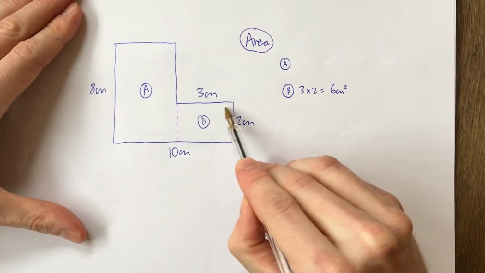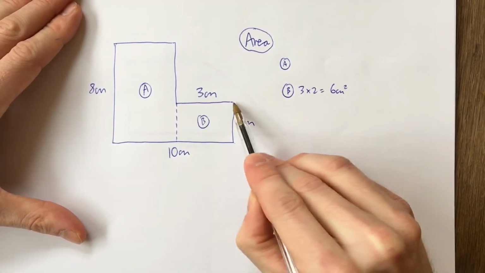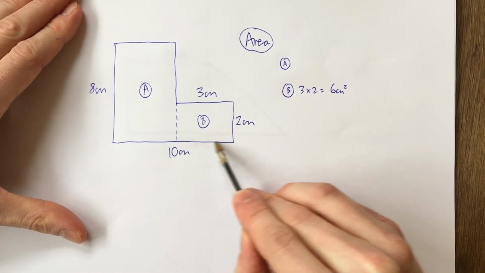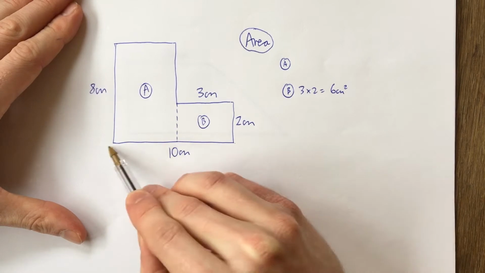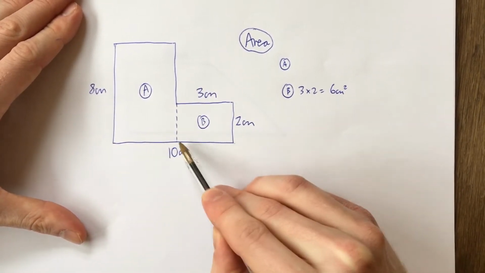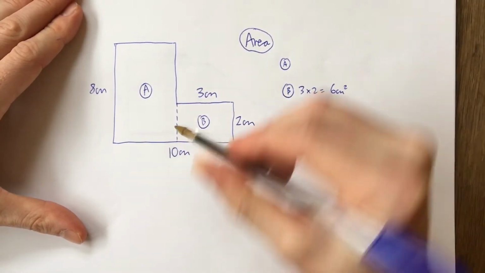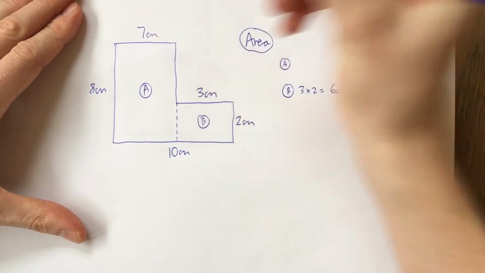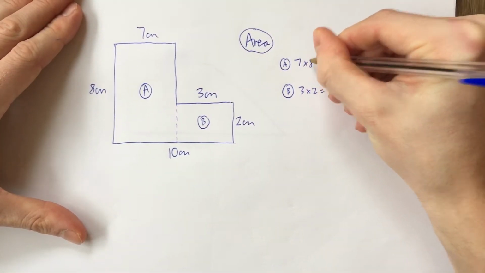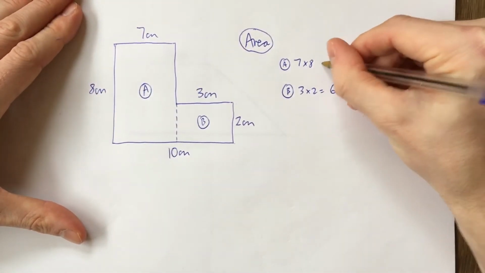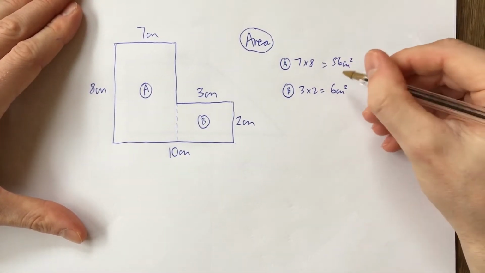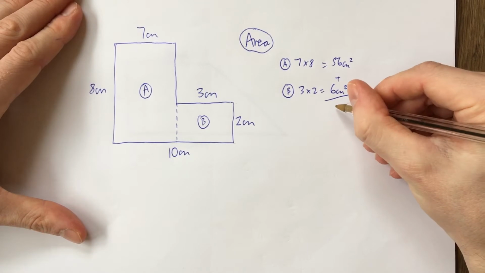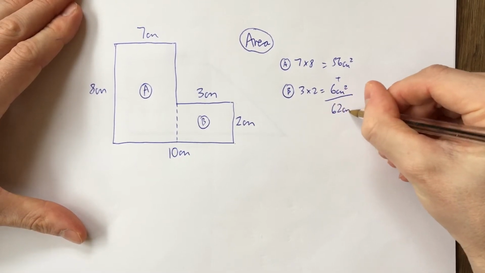We know that there is 3. That length there is 3, which means that length there is also 3. Which means that the leftover would add up to 10. So that leftover must be 7. So that's going to be 7 there. So 7 times 8 would get me the area of shape A, which is 56 centimeters squared. Add them together to get 62 centimeters squared.